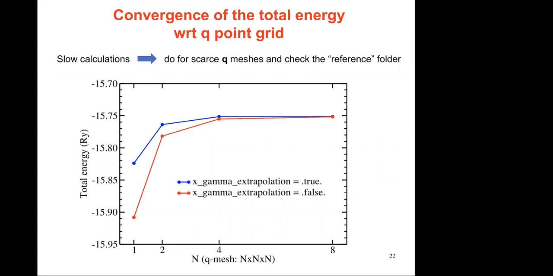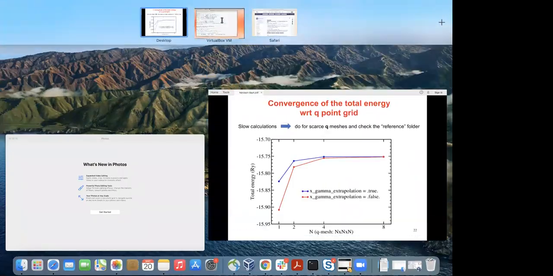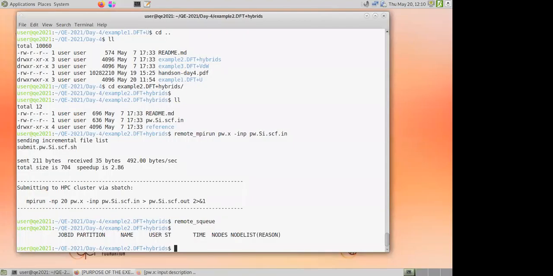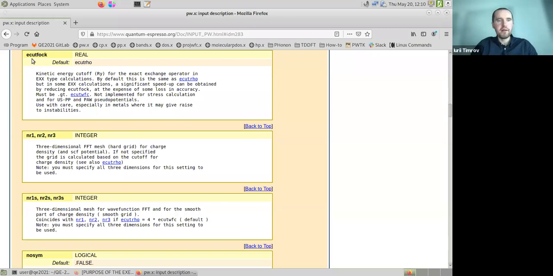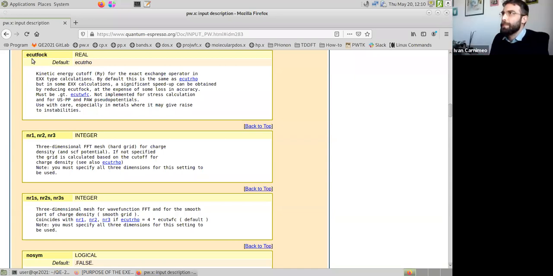I have a question concerning the ecutfock. So you said that it will speed up the calculation, right? I want to know if it doesn't affect the total energy and something like that. Okay, yeah, so it affects. So that's why you need to also check carefully the value of ecutfock.